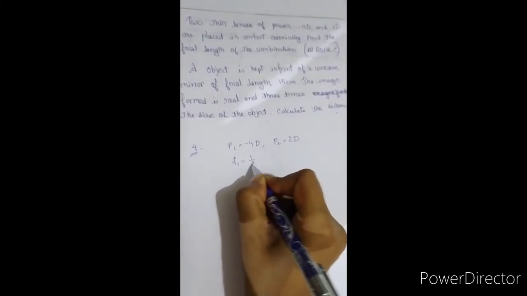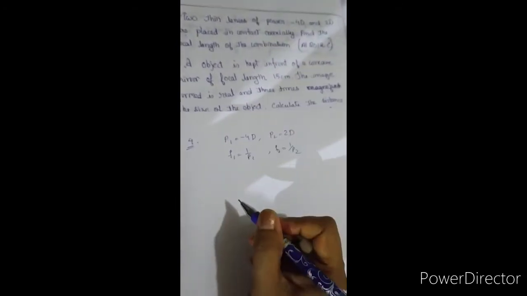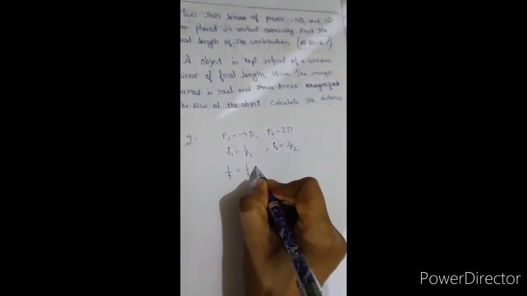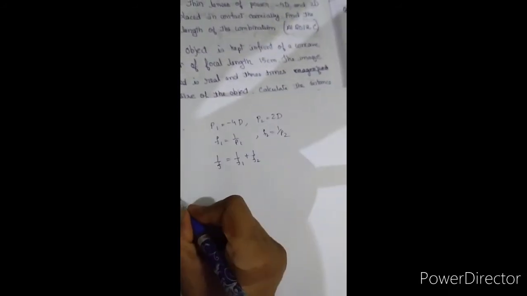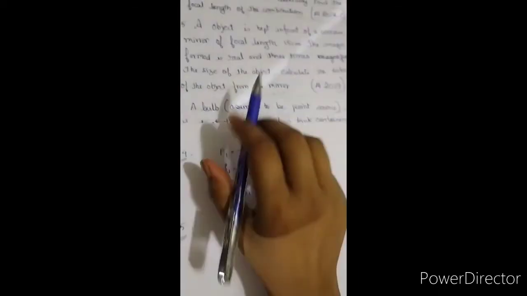F1 will be 1 by P1 and F2 will be equal to 1 by P2. You have to find the focal length of the combination. We know the focal length of the combination is 1 by F1 plus 1 by F2. So substitute from there, you will get the answer, I hope. So this is how you have to calculate question number 4. I'm not going to do that. Please complete the question.